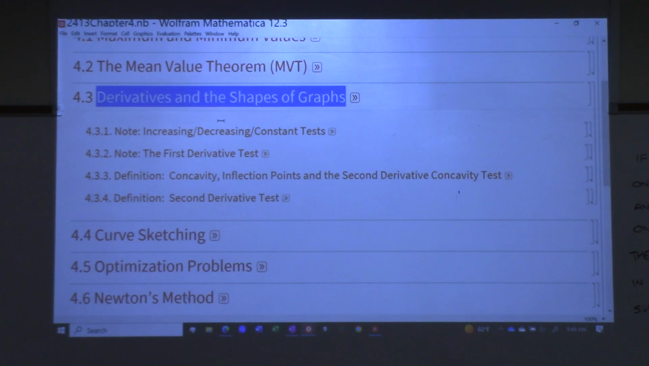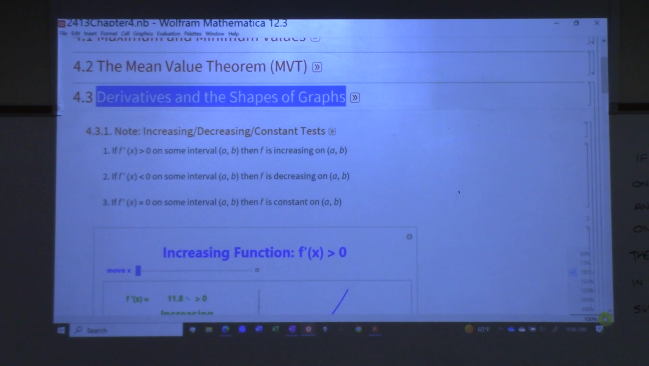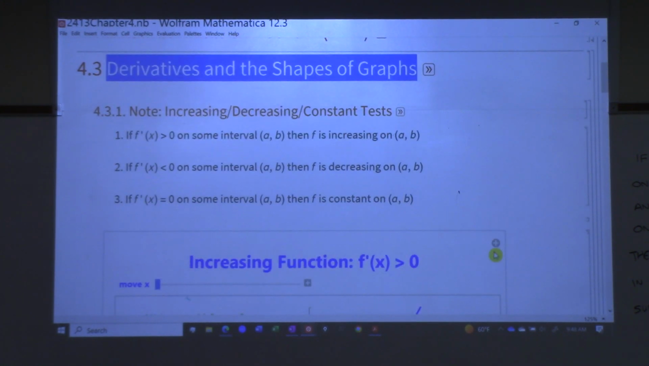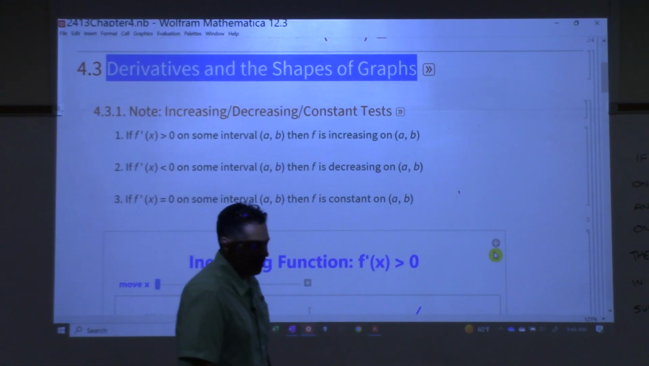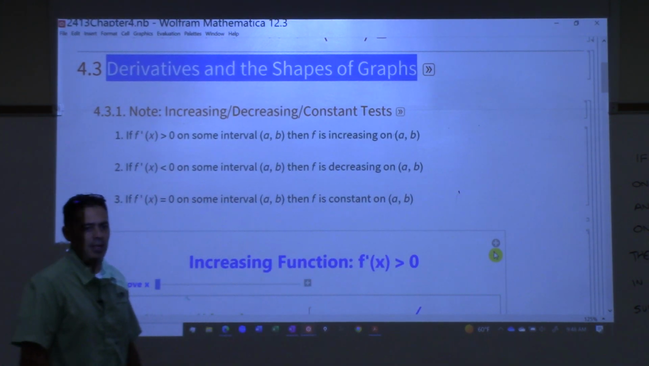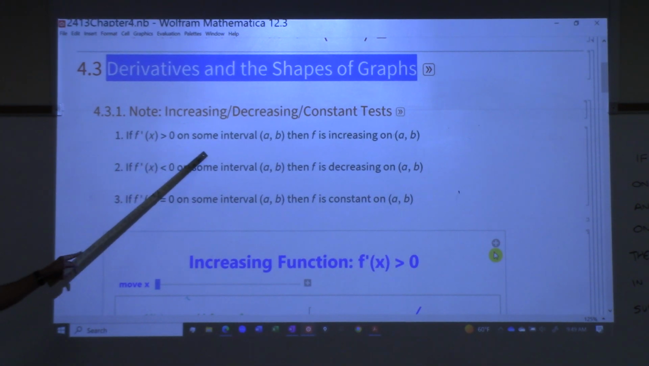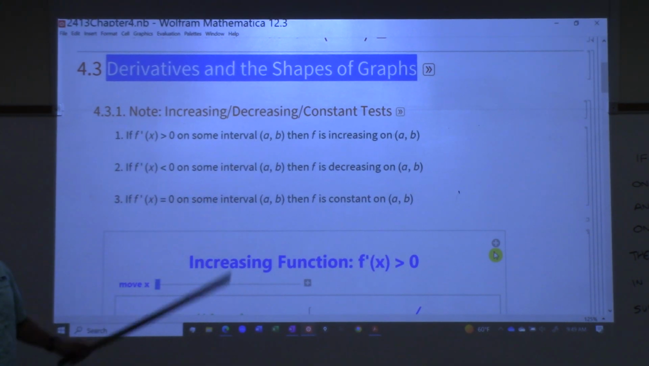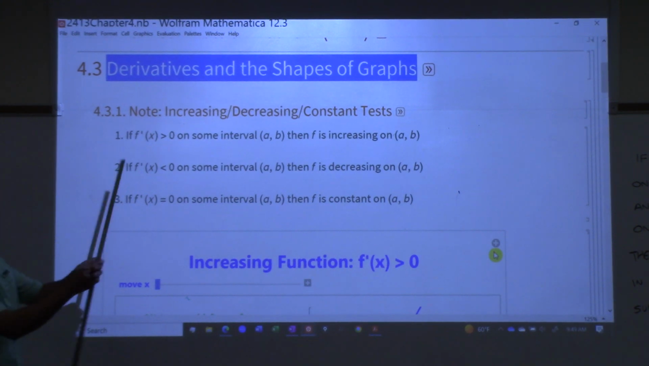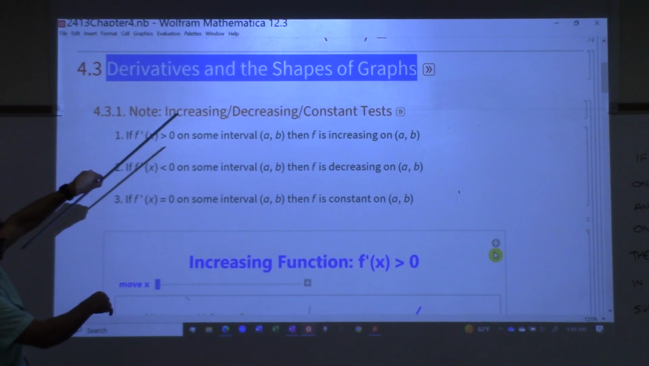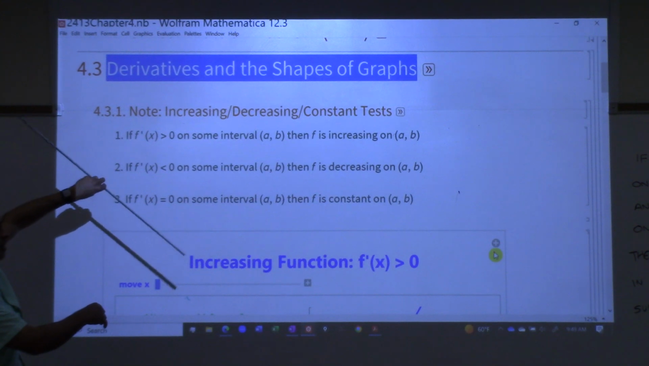The first note here is a definition. I'm going to read the definition first, then we're going to look at it visually, because when you look at the definition, you're like, what? And then once you see it, you're like, oh, okay, that makes sense. All right, so this first note says this. If the derivative of a function is positive on some interval, so your derivative is positive, the slope of the tangent line is positive. The slope of the tangent line is 0, or the slope of the tangent line is negative, right?